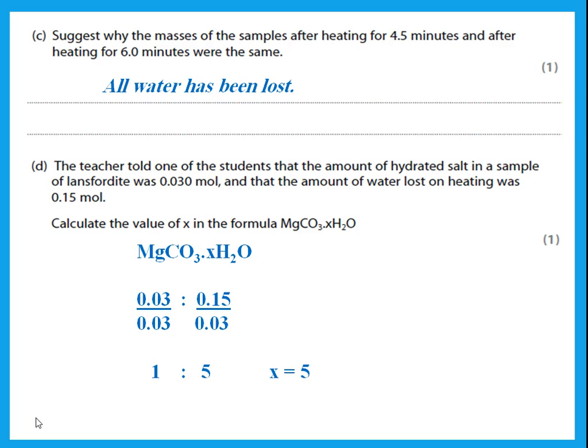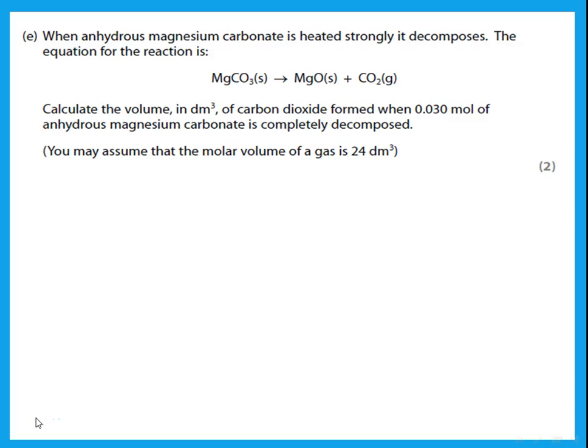He already gives me the number of moles. So he's saying 0.03 mole of magnesium carbonate has 0.15 mole of water. So these are the number of moles, and you're just trying to get the ratios. Divide by the smallest, that comes out 1 to 5. That means that if 1 mole of magnesium carbonate, then the x is 5.